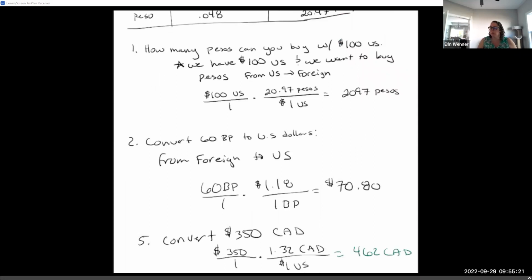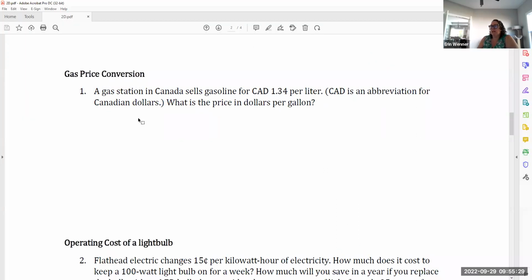So let's look at our next problem. In our notebook, it says a gas station in Canada sells gasoline for $1.34 per liter. And that's a Canadian $1.34 per liter. And again, CAD is an abbreviation for Canadian dollars. What is this price in dollars per gallon? So we've got a couple of different things we need to do here. So we've got $1.34 Canadian per liter. And we want to convert it to US dollars per gallon, right?